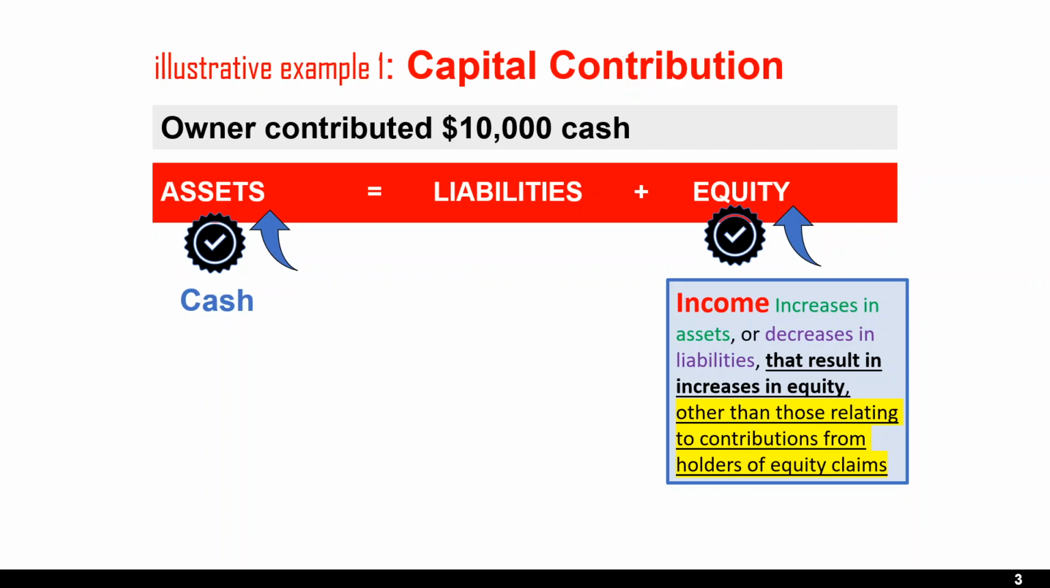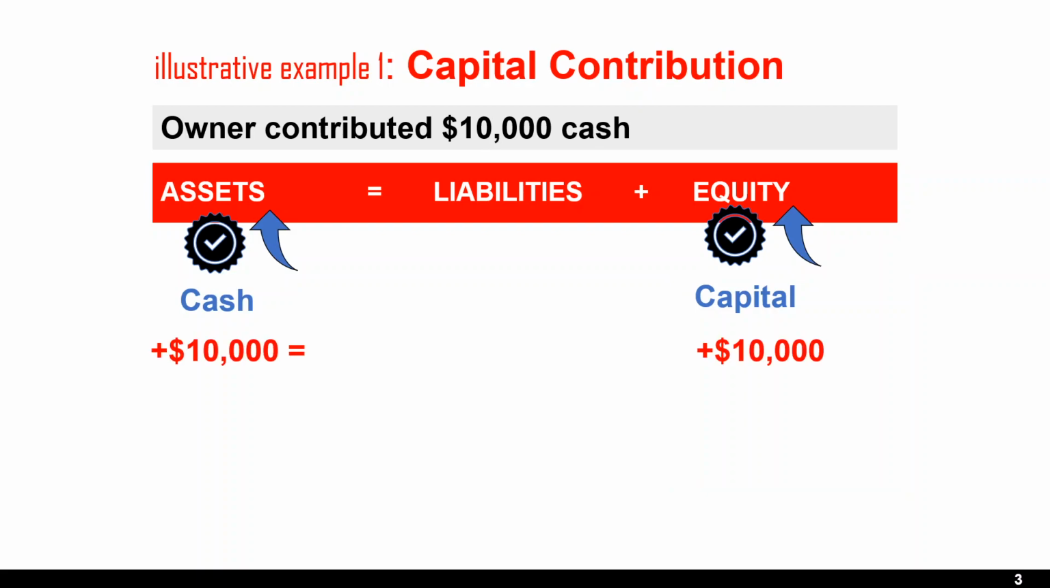Let's see how we can record capital contribution in the accounting equation. So the accounting equation would record the impact as increasing cash asset by 10,000, which is a plus, and increasing equity by 10,000, which is also a plus. Finally, we need to ensure total assets on the left-hand side of the accounting equation equal the right-hand side claims on the assets.